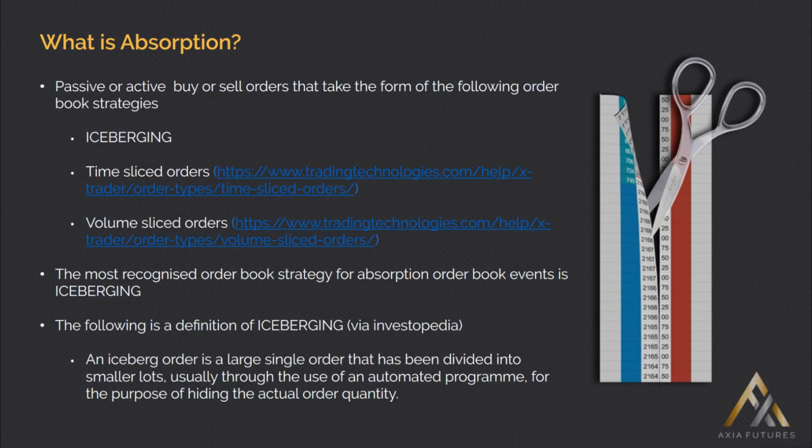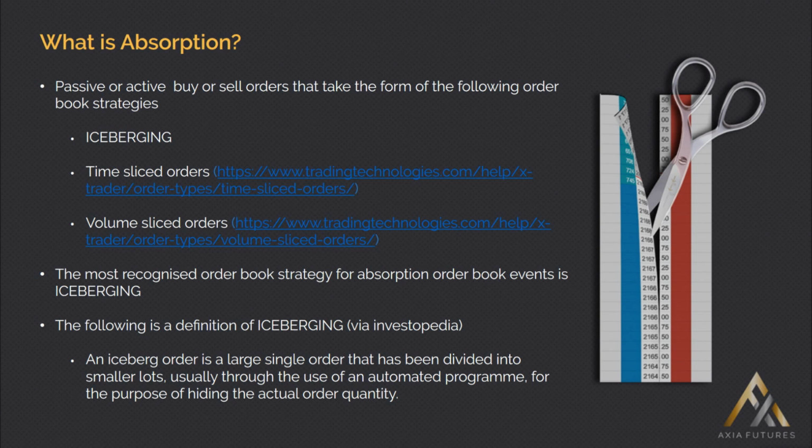Now, before we look at the various trading strategies around absorption observations on the price ladder, let's start defining it. So what is absorption? It's the passive or active buy or sell orders that take the form of the following order book strategies: iceberging, which we'll be going into a little bit more detail; time slice orders. Please click on that link so you can see the definition of a time slice order and also how to execute it on your trading technology platform.